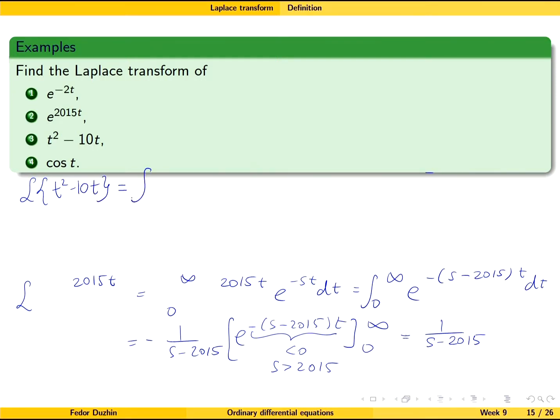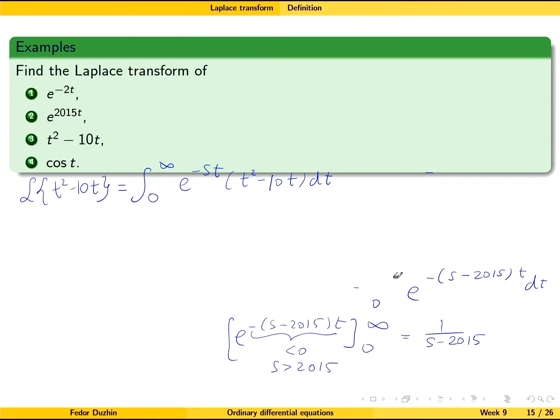This is, by definition, the integral from 0 to infinity of e to the minus st times t squared minus 10t dt. Now, if you want to do it by hand, you would have to do integration by parts twice, which I don't want to do, especially since it's very easy to make a mistake. But I hope that you know how to do integration by parts. So I'm just going to give you the answer.